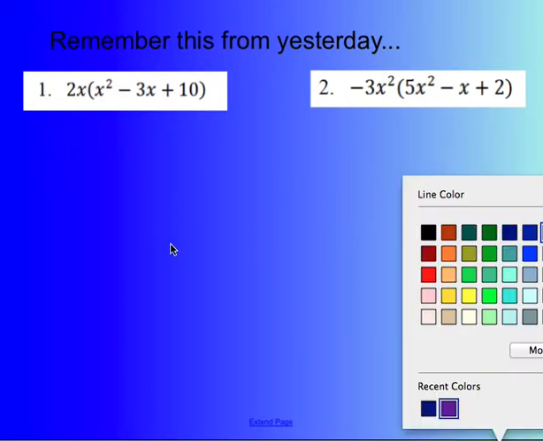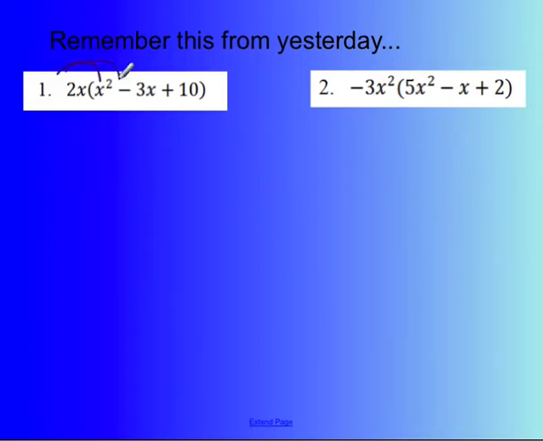So if you remember yesterday, we distributed each of those in. So we took 2x and we multiplied that by x squared. We took 2x and we multiplied that by negative 3x, and we took 2x and we multiplied that by 10. So now we can multiply each of these together. 2 times 2 is 4. Oops, sorry. Whoops, I jumped a term.